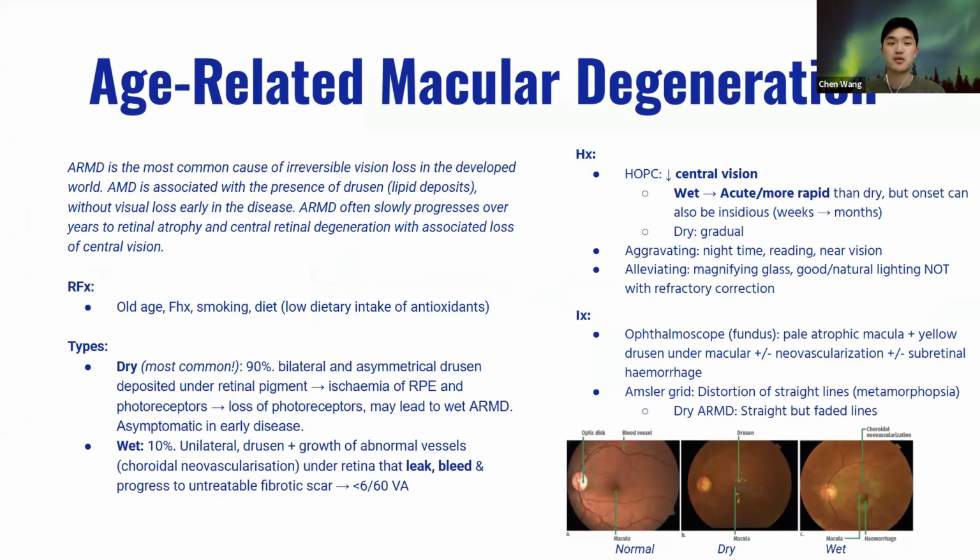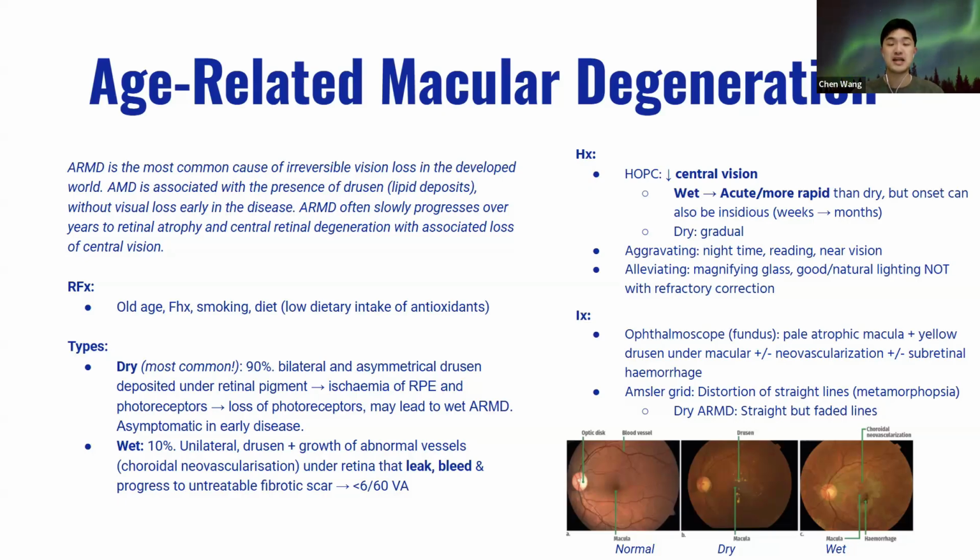So 90% of those with ARMD are having dry macular degeneration. And basically, they will have some drusen deposited under the retinal pigments, which can lead to ischemia of the outer parts of the retina. And it is asymptomatic in the early disease.